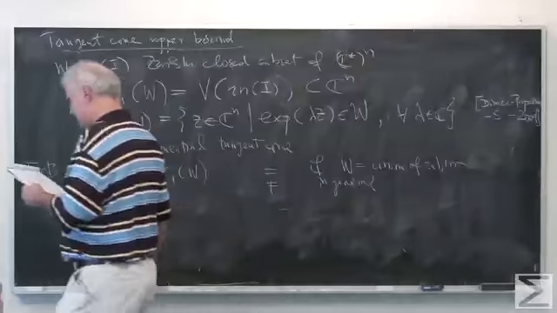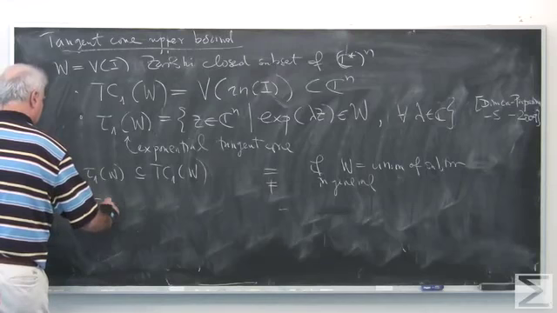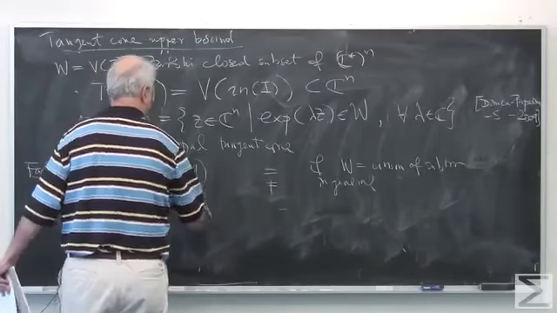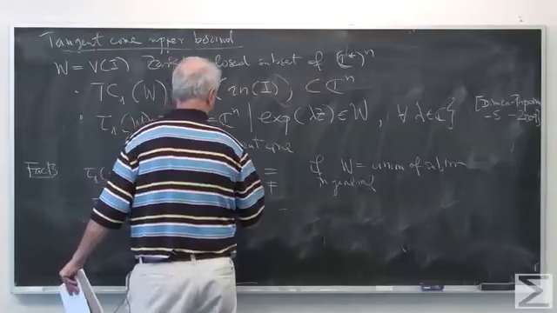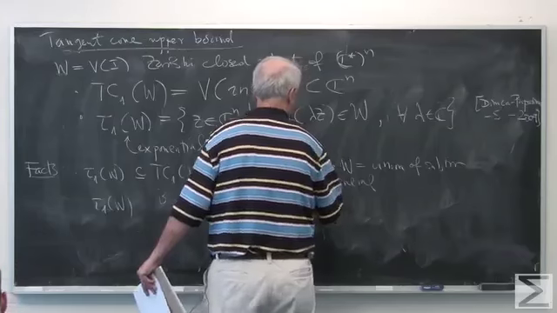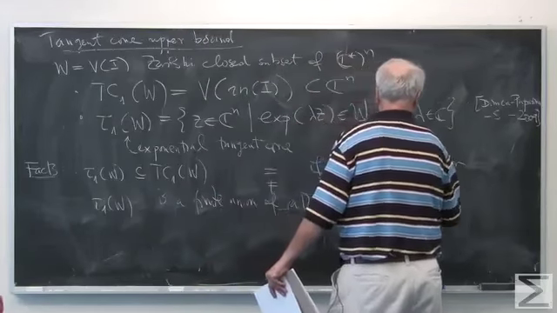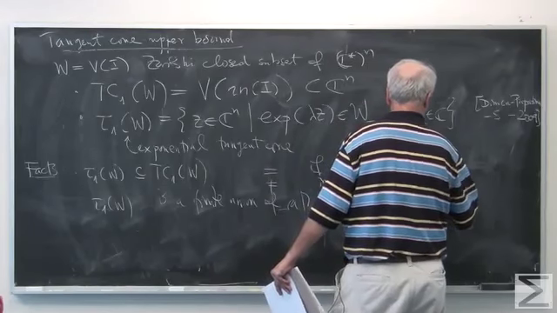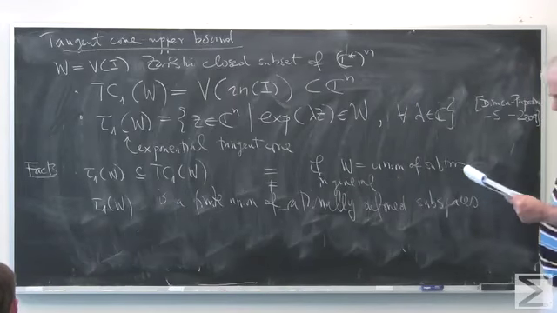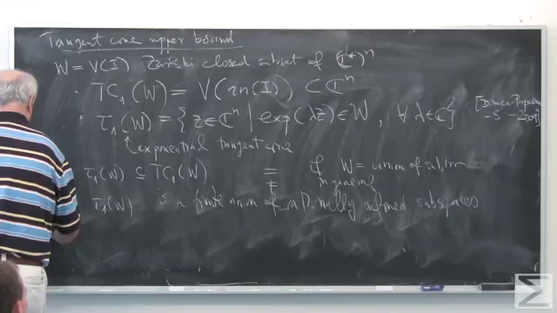And I'll give you a quick example. But what's nice about this is that it is a finite union of rationally defined subspaces, which can be computed explicitly. So maybe I'll give you a quick example.